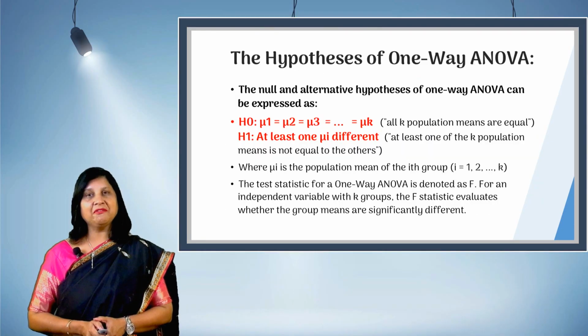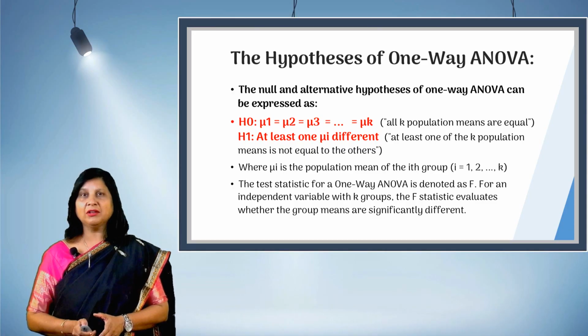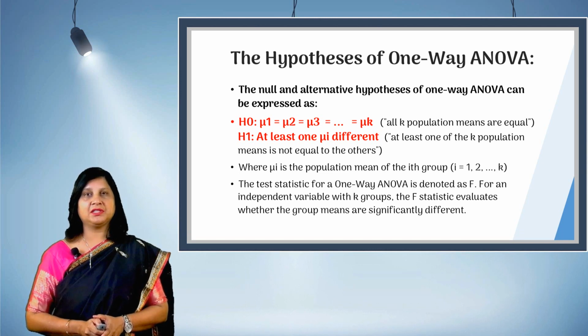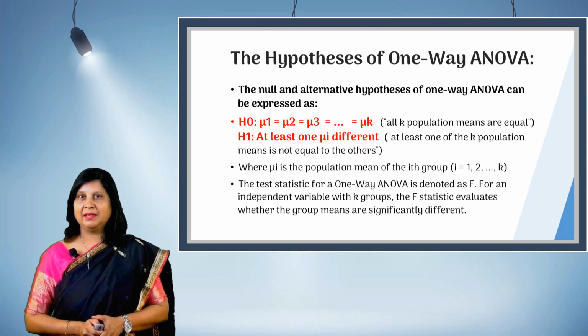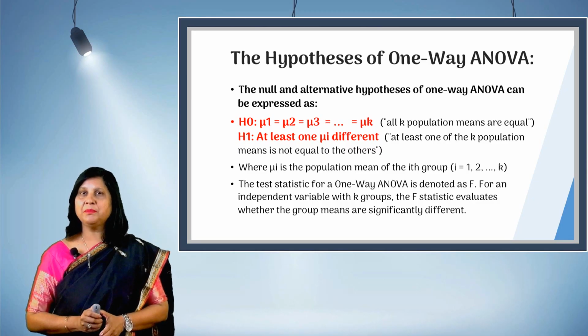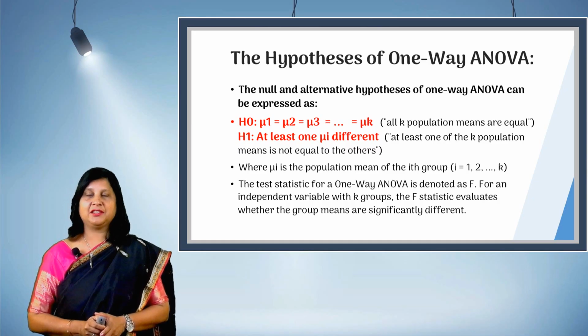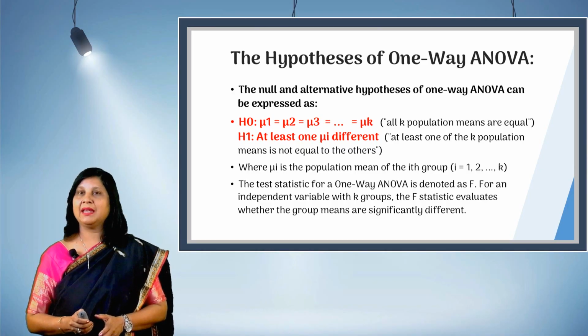The hypothesis of one-way ANOVA. The null and alternative hypothesis of one-way ANOVA can be expressed as H0: mu1 = mu2 = mu3 and so on, up to muK, where all K population means are equal. H1: at least one mu i is different. That is, at least one of the K population means is not equal to the others, where mu i is the population mean of the ith group, starting from i equal to 1 to K.